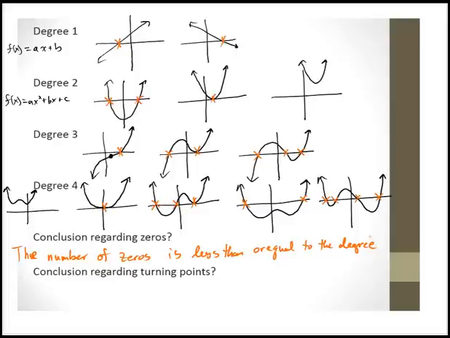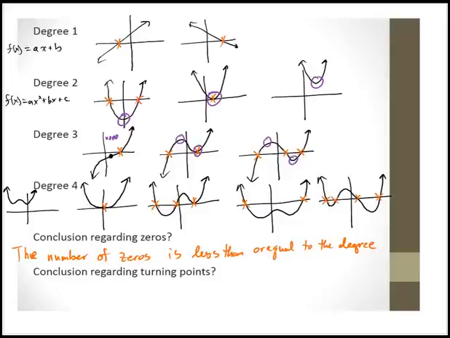Conclusion regarding turning points. Well, let's see. A degree 1 polynomial can't have any turning points. It's a line. For a degree 2 polynomial, a quadratic function, a parabola, we could have 1 turning point. For this degree 3 polynomial, here are some of the possibilities. This had no turning points. This graph has 2 turning points. This graph has 2 turning points.